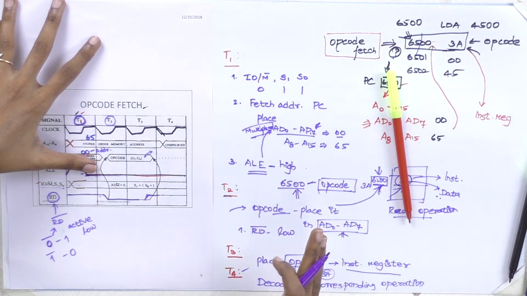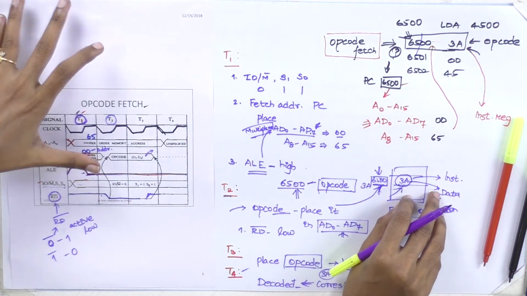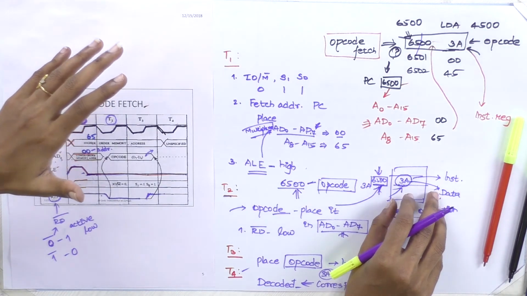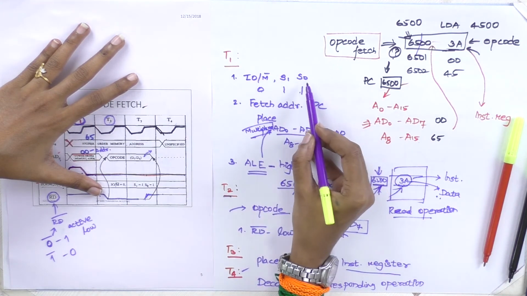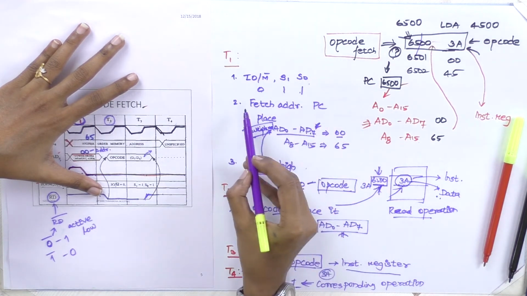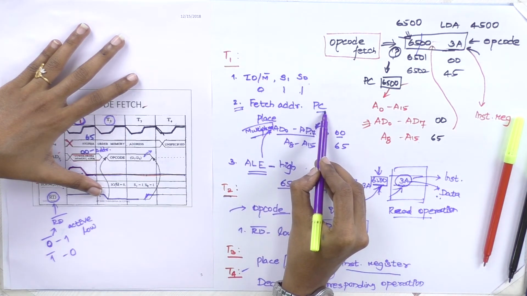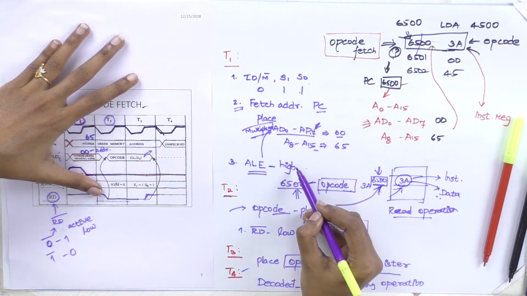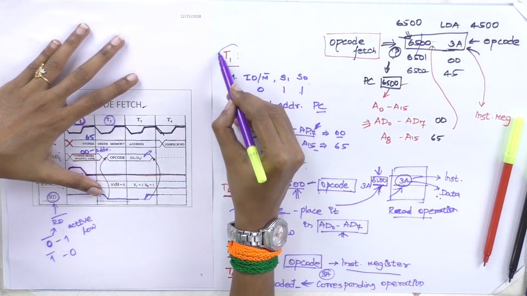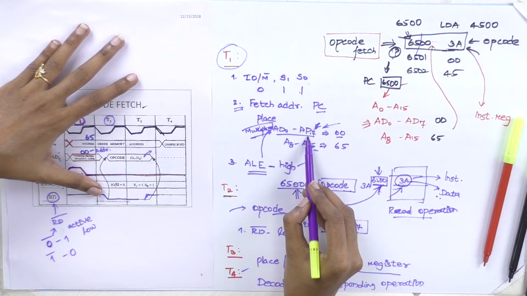So at each and every T state, some operation will happen. At T state 1, what will happen? Your control and status signals should have the value 0, 1, 1. So you see here, your control signal should have the value 0, 1, 1 to represent that this operation is an opcode fetch. The second thing, it has to get the address of the opcode from the program counter and place it in the lower and higher address lines. And your address latch enable should be high at T state 1 in order to make the difference between the lower byte address and the data lines.